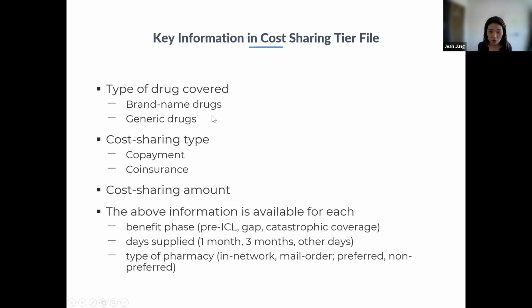It's brand versus generic, or there may be more detailed categories in types of drugs covered, and then whether the cost sharing type is a copayment or co-insurance, and then the amount. So if copayment is checked, then you will see a dollar term. If it's a co-insurance, you will see a percentage. It's a cost sharing amount.